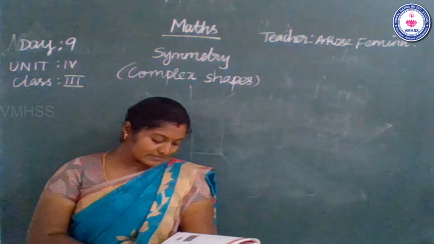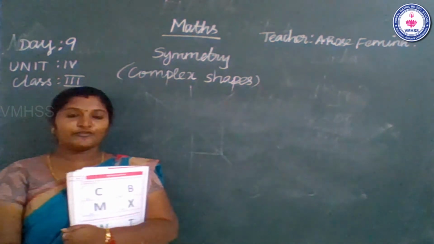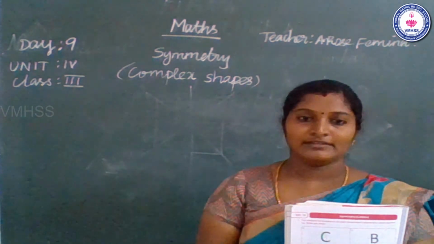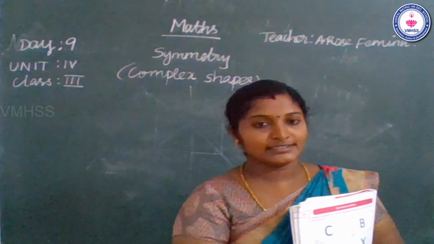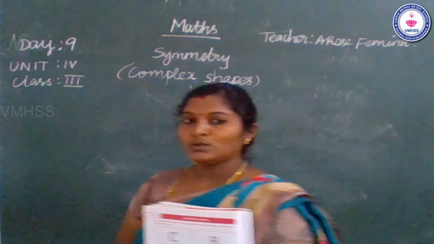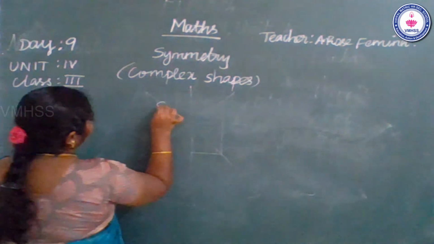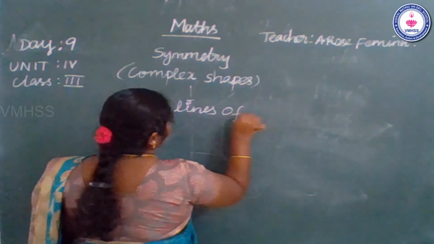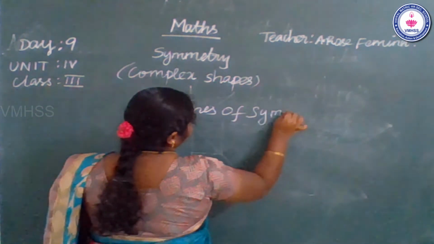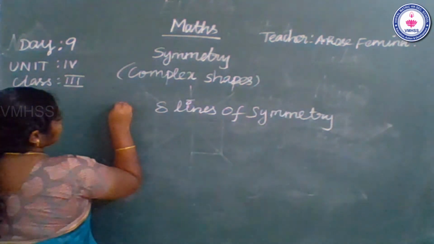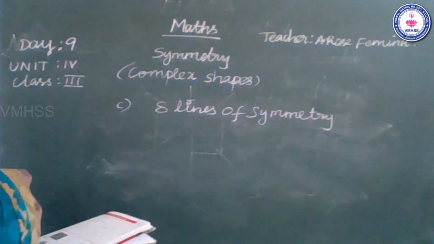So how many lines of symmetry? Students, you identify how many lines. 4? Am I right? 6? No. So the correct answer is 8 lines of symmetry. So this is C. Students, write fast.